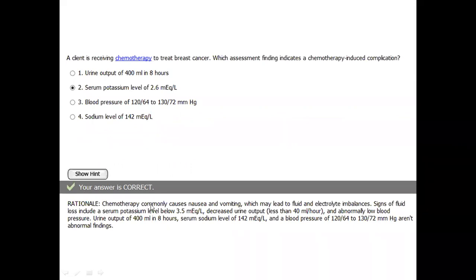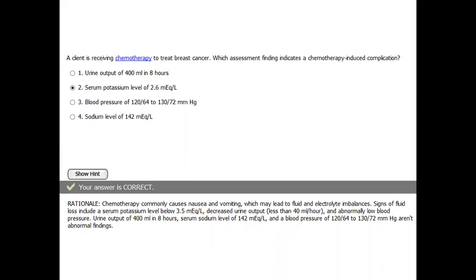Rationale: chemotherapy commonly causes nausea and vomiting, which may lead to fluid and electrolyte imbalance. The signs of fluid loss include a serum potassium level below 3.5 milliequivalents per liter. Normal is 3.5 to 5. Also, decreased urine output less than 40 ml per hour. Some books say 32 ml per hour.